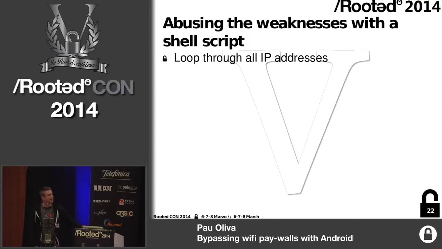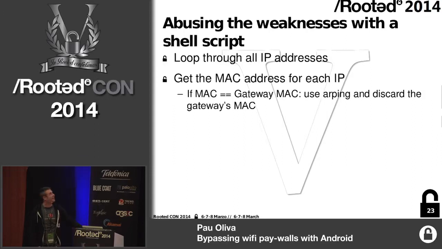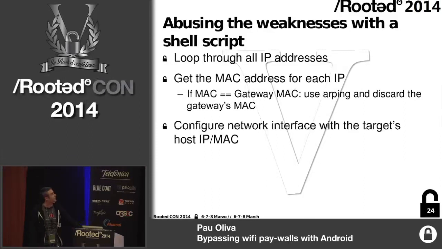Some things about how to abuse the weaknesses with a shell script. Loop through all the IP addresses. For each IP, we need to get the MAC address. We can use ARPing to detect the MAC. You get four responses from the gateway and one single response from the client. We don't want the gateway responses, and we only retain the MAC address for us to use.